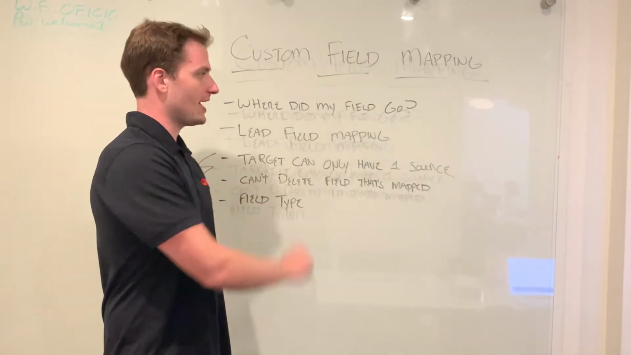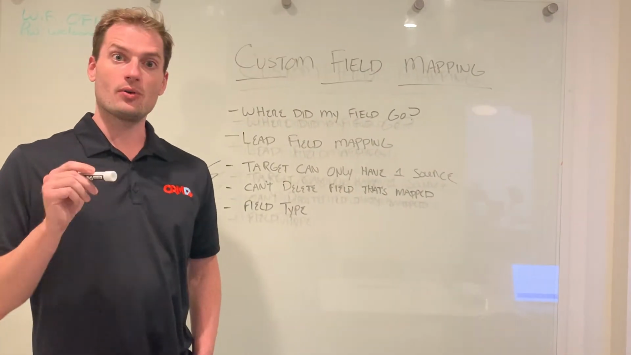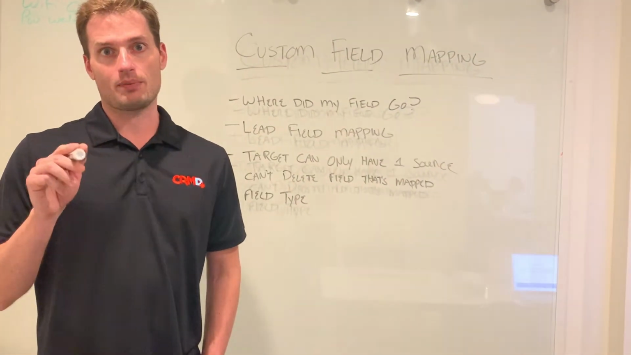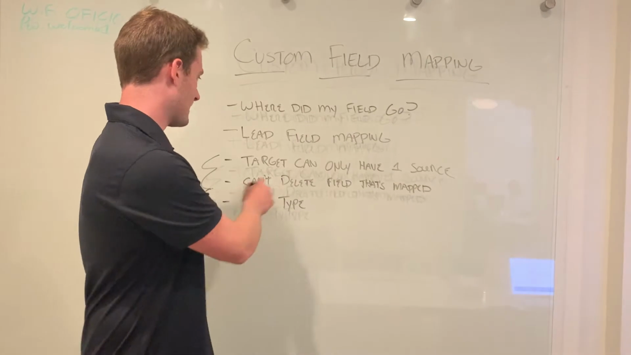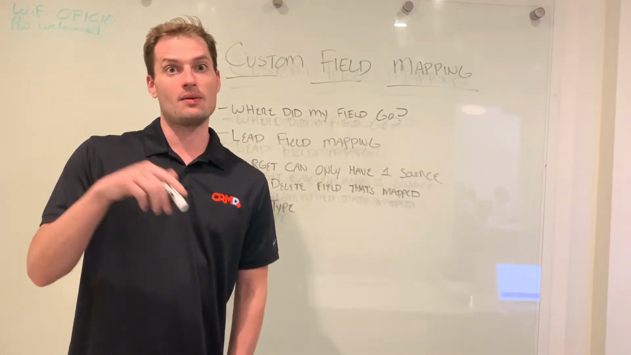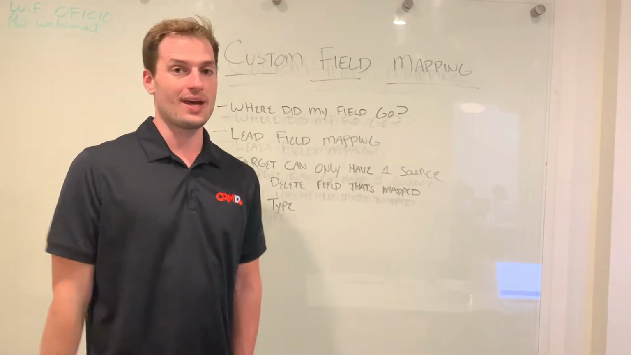The target can only have one source. So you can only map one field into one target field on your contact, opportunity, or account. Secondly, you can't delete a field that's mapped. So if you have a mapped field, you're going to have to unmap it and then delete it. And we'll show you that in a second.